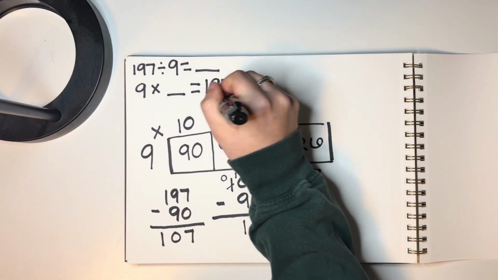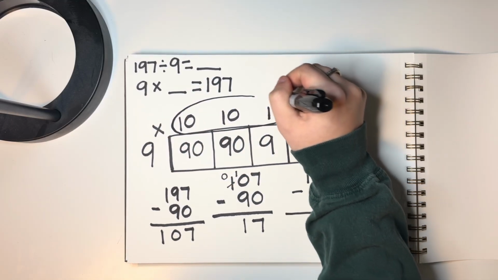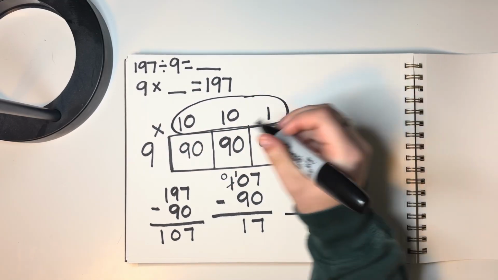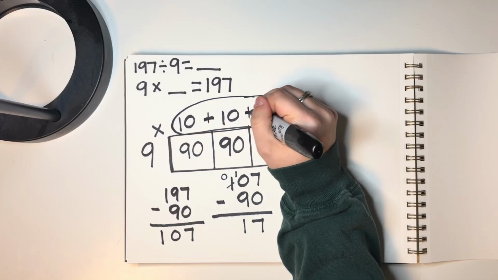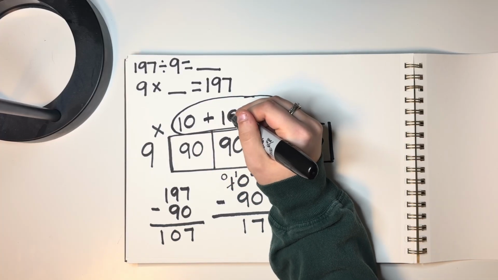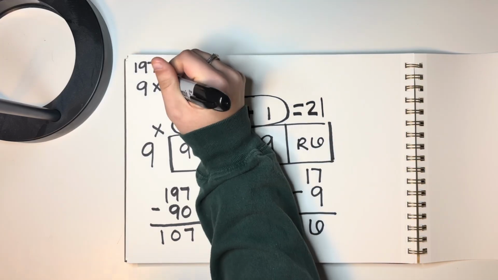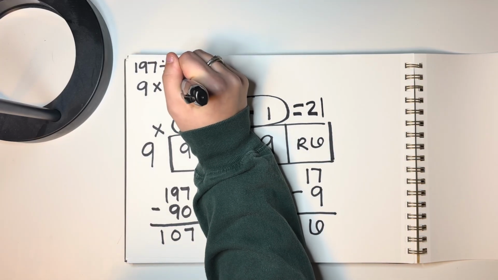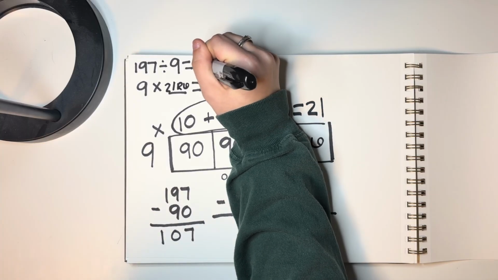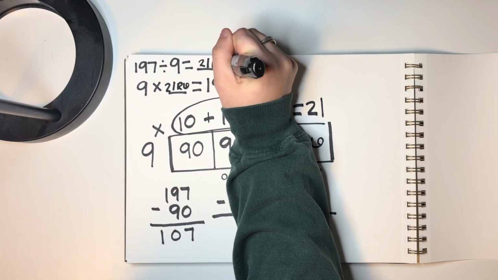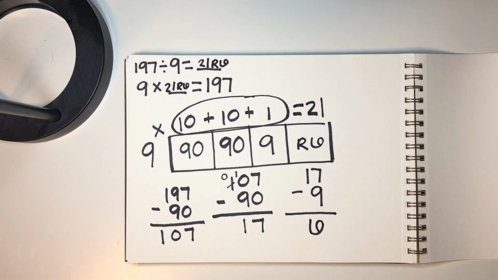And in order to find out what I multiplied to get me to this, I have to add up these partial products. 10 plus 10 is 20, plus 1 more is 21. So my answer is 21, remainder 6. 21, remainder 6.